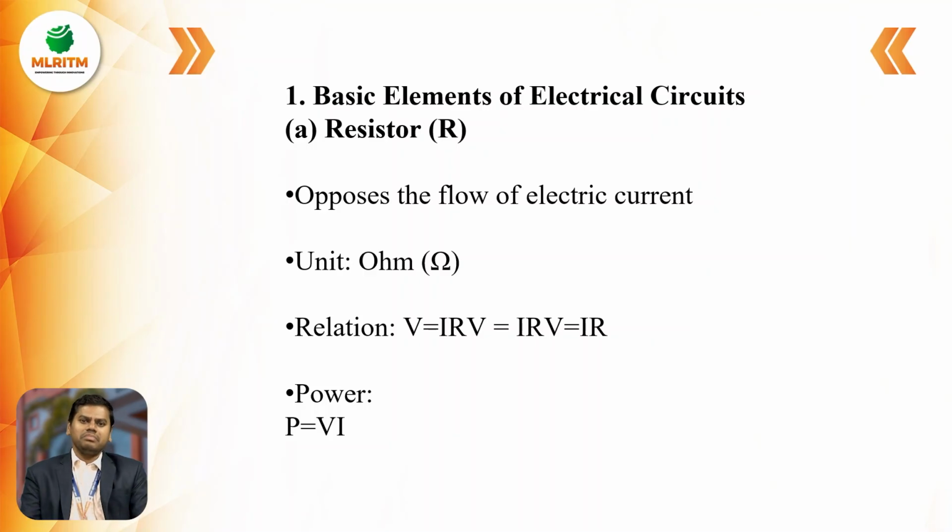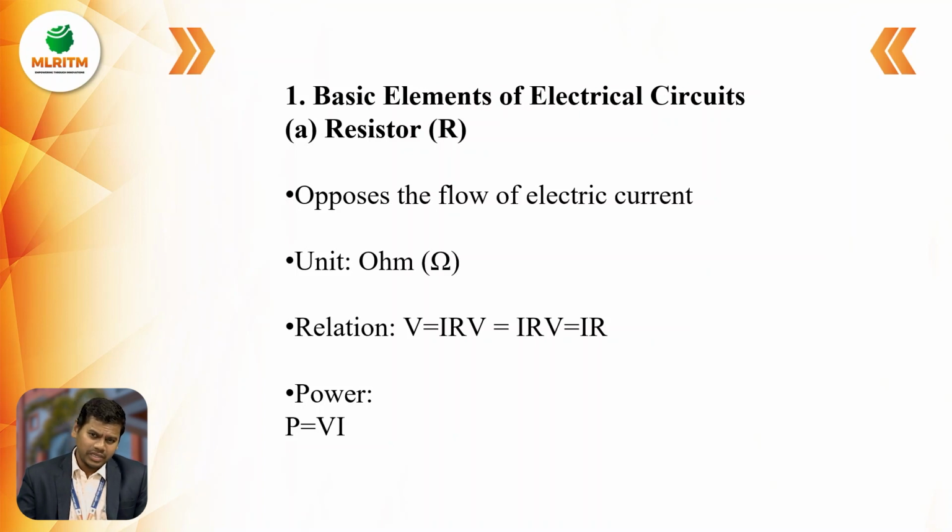There are three main circuit elements: resistor, inductor, and capacitor. The resistor opposes the flow of charge. The unit of resistance is ohms, and according to Ohm's law, V is equal to IR, and I is equal to V by R.